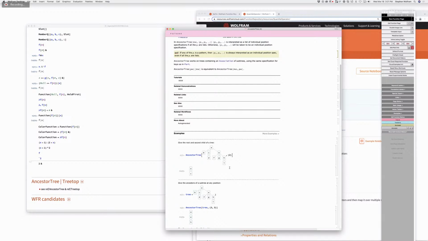So tree extract works like extract does in that you can give it a single position and you get a single tree or a single expression, or you can give it a list and then you get a list of trees or a list of expressions. Christopher, what were you saying? The same thing. I mean, it's like extract.